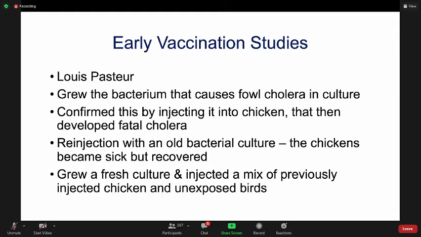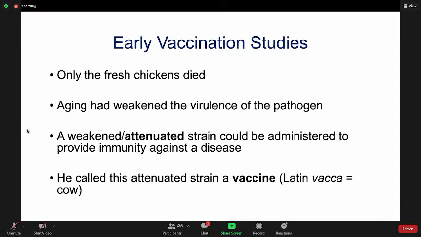And then he later grew a fresh culture and injected, so he was doing an experiment, a mix of chicken that had previously been injected, the ones that were injected with the old culture and recovered, and an exposed chicken. And he realized that with the fresh culture, only the fresh chickens died. So what he was able to establish is that the aging of the culture, the bacteria in the lab, weakened their virulence, their ability to cause severe disease.